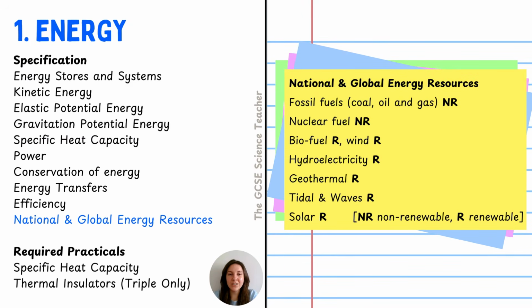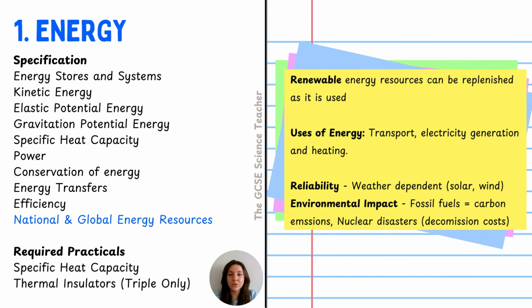National and global energy resources. Fossil fuels like coal, oil, and natural gas are non-renewable. Nuclear fuel is non-renewable. Biofuels, wind, hydroelectricity, geothermal, tidal, waves, and solar are all renewable sources of energy, which means that they can be replenished within their lifetime. However, fossil fuels are finite resources and cannot be replenished in their lifetime.